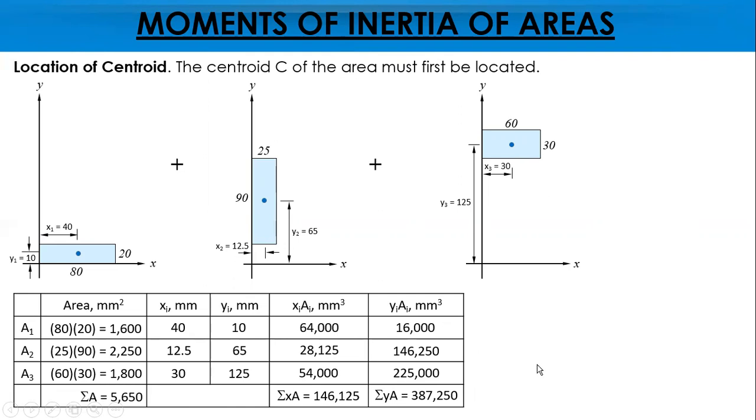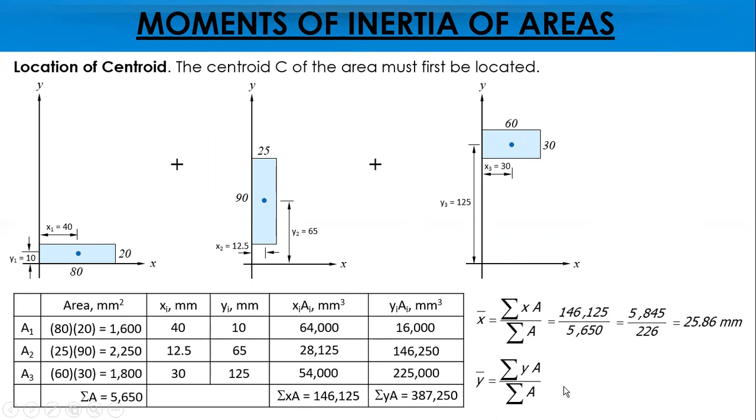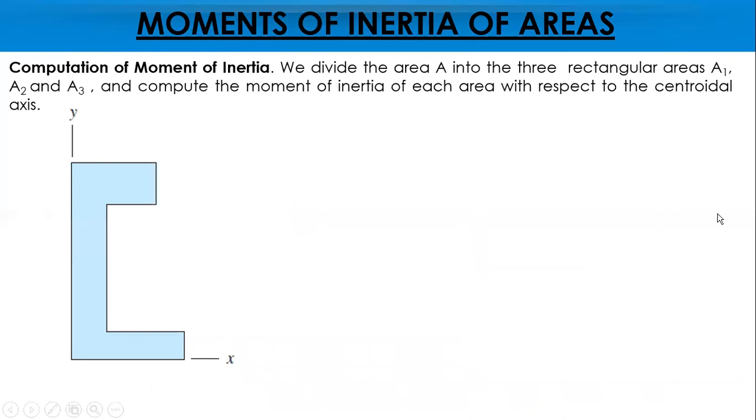After this, we can now solve for the centroid. X bar is the summation of xA over the summation of A. In lowest form of fraction, the decimal form is 25.86 millimeters. Y bar is 68.54 millimeters. So after this, we can now compute for the moment of inertia.